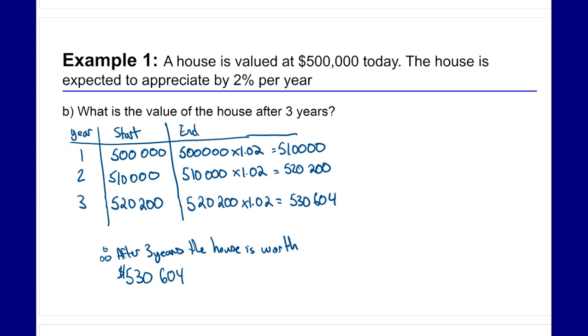Is there something else that we could do to speed up this process to get to the end of 3 years? If you take a look back at the calculations we did, what was similar in each year? You might notice that we multiplied by 1.02 every time. So at the end of 3 years, I've multiplied by 1.02 and then multiplied by 1.02 and then multiplied by 1.02. Is there a way that I could rewrite that to make it a little bit quicker?